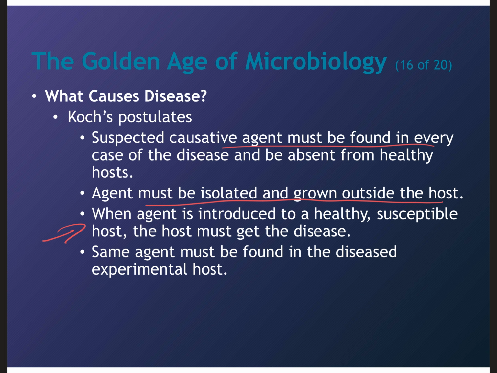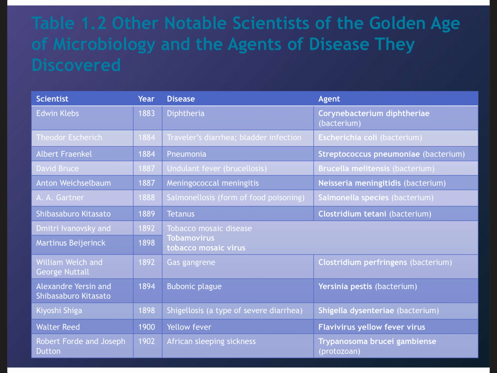All right, same agent must be found in the diseased experimental host. Once again, a lot of times this requires killing the host to dissect and look for it. Probably not that ethical, right? So if we can satisfy all of these, we can say, yeah, that's the cause of it, right? But like I said, ethics rules are there for a reason. We don't want to be terrible scientists.